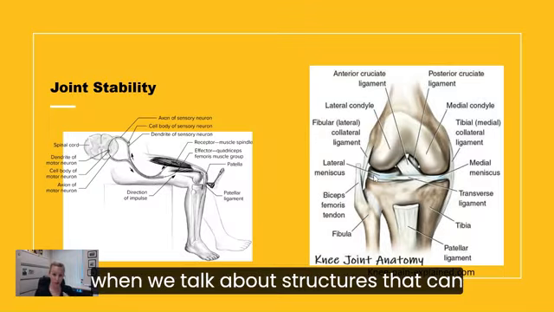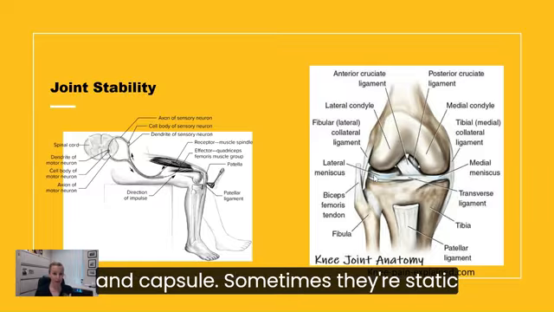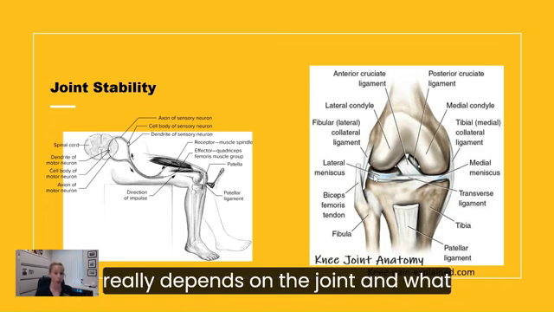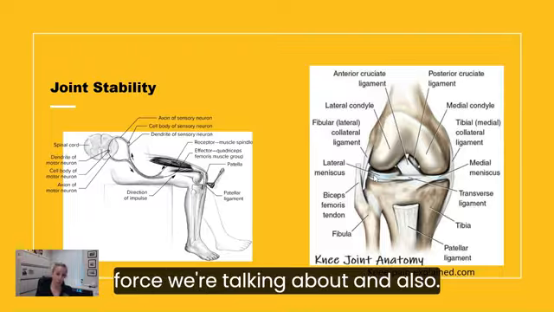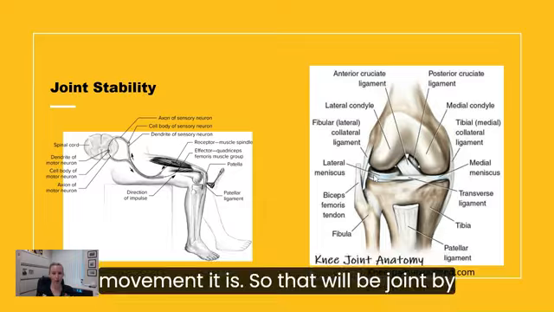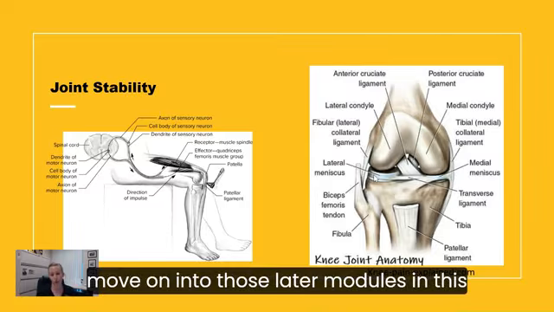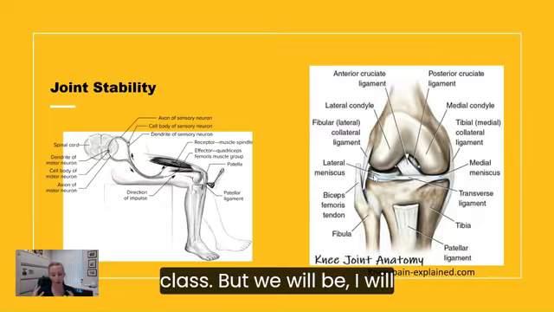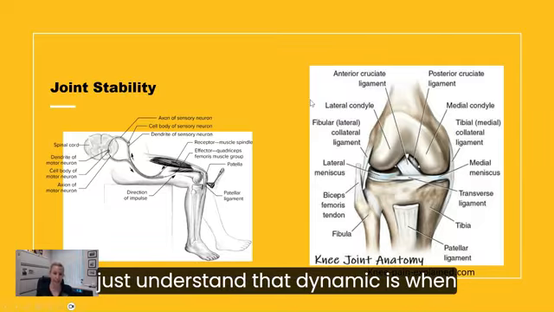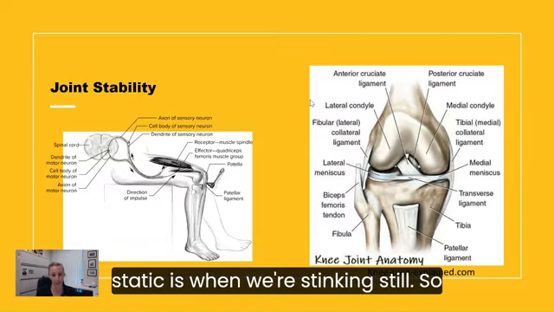When we talk about structures that can function as static and dynamic stabilizers, that's going to be ligaments and capsule. Sometimes they're static stabilizers and sometimes they're dynamic, and sometimes they can be both. It really depends on the joint and what force we're talking about, and also what type of injury it's resisting against and what kind of movement it is. That will be joint by joint, and we will talk about that in later modules in this class. I will be identifying when certain structures are dynamic and static. So just understand that dynamic is when we're stabilizing while we're moving, and static is when we're staying still.